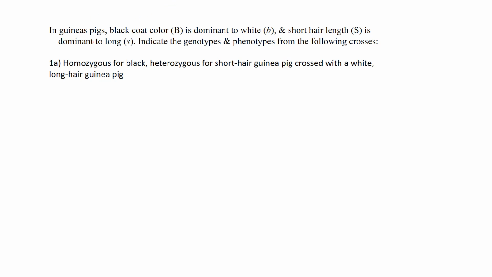It says in guinea pigs, black color, capital B, is dominant to white, little b. So let's start our legend over here. If I have a capital B, doesn't matter what the other allele is, that's going to be black, and it's dominant to white. If I'm going to have a white coat as a guinea pig, I have to have two little recessive alleles for B, and that's going to be white.